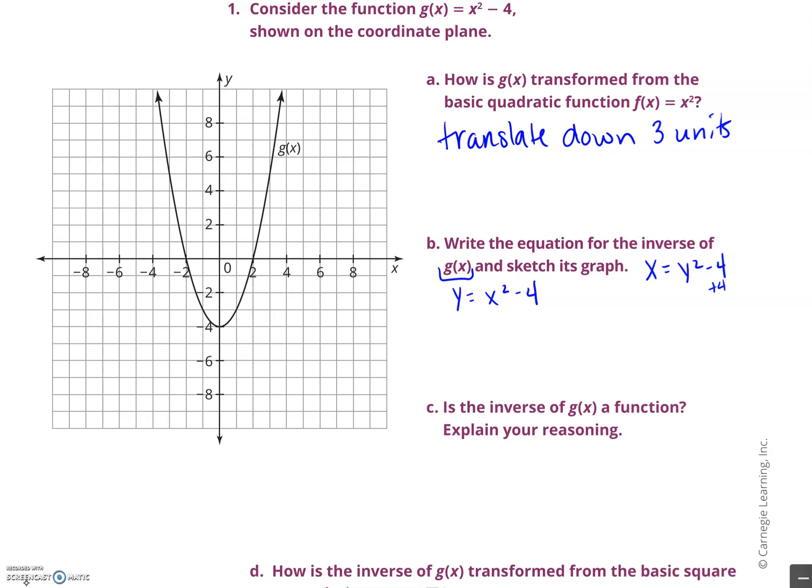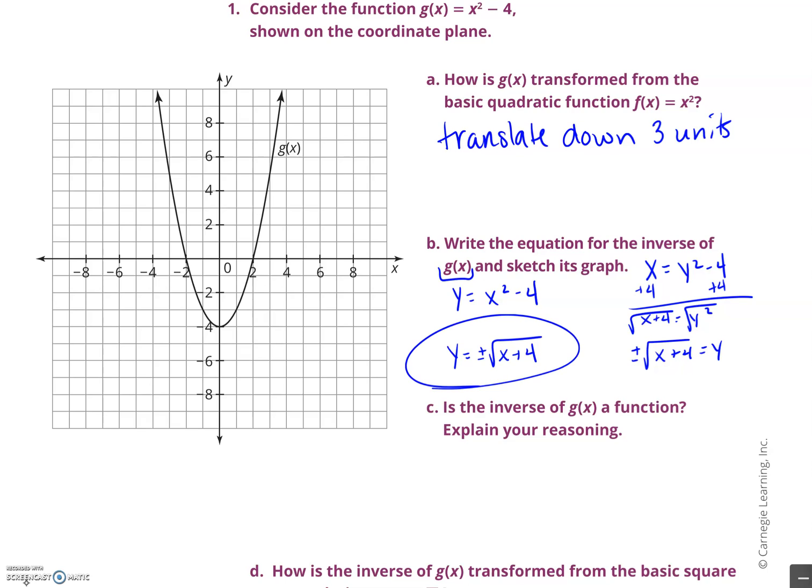My first step would be add 4. So we have x plus 4 equals y squared. Y is still not by itself. We need to take the square root of both sides, and we would get plus or minus the square root of x plus 4 equals y. Now, if you don't like to see it written this way, you can reverse it. And there we have it. So this would be the inverse of that.